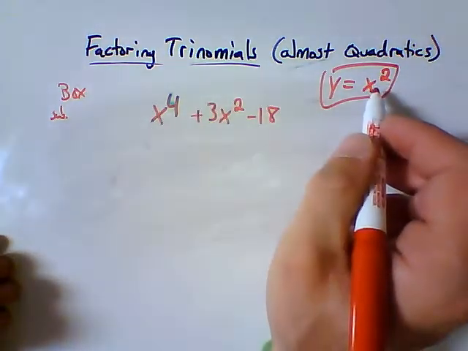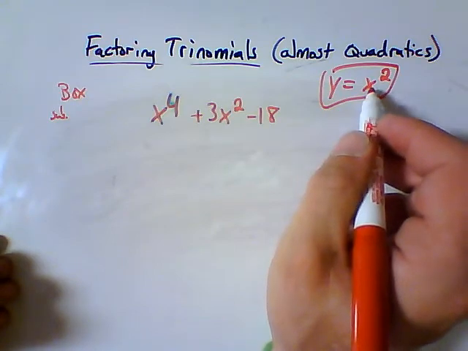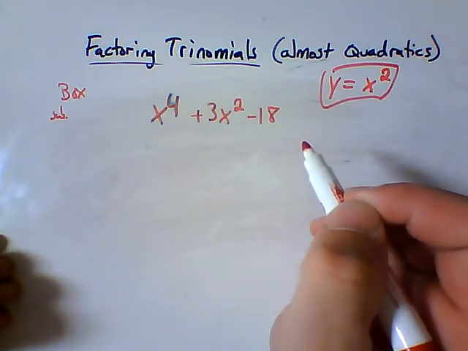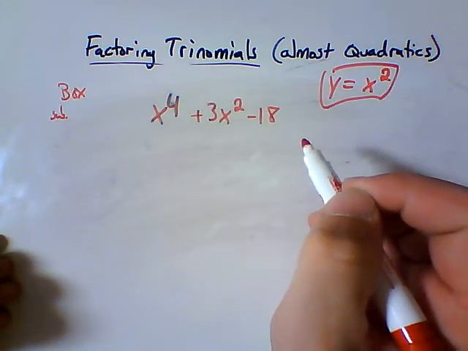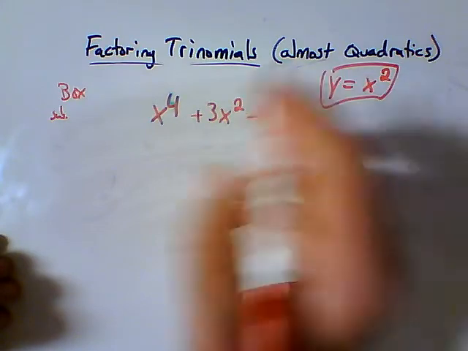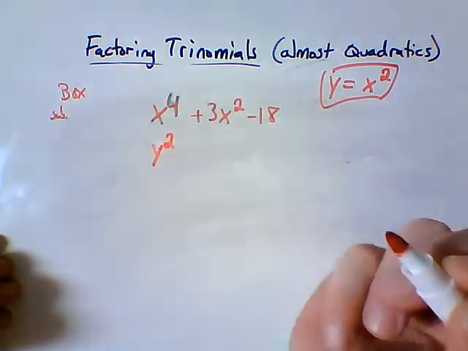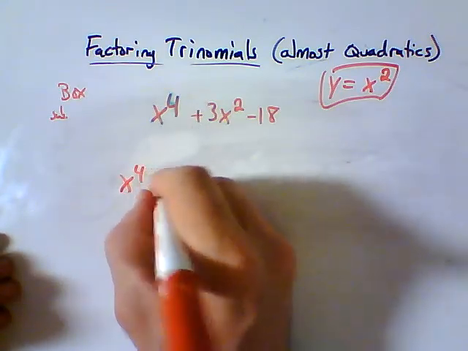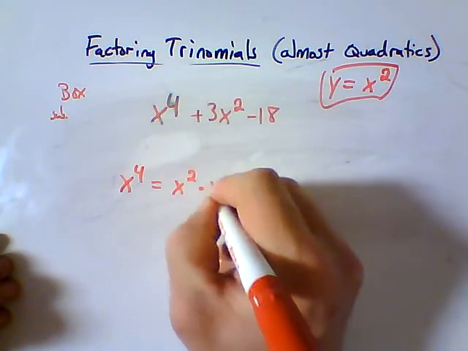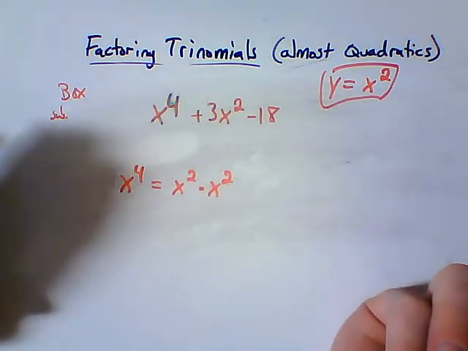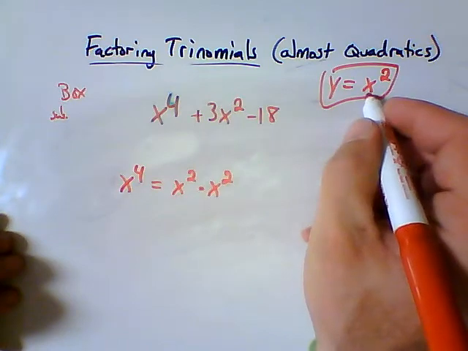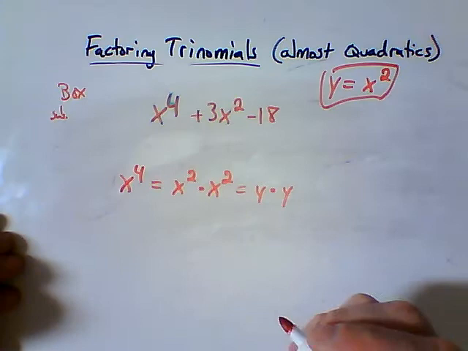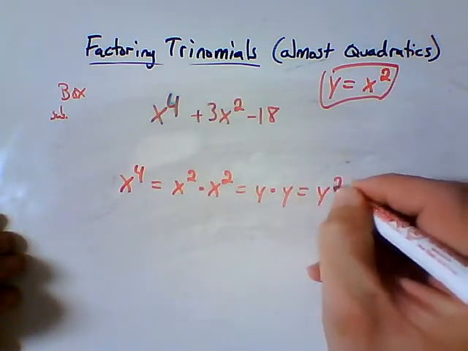So x squared times what is x to the 4th? Or how many x squareds does it take to get x to the 4th? Another one, right? X squared times x squared. Well, that becomes y squared. Show what I mean. X to the 4th equals x squared times x squared. Y'all okay with that? Each x squared is a y, so it's the same thing as y times y. And y times y is y squared.